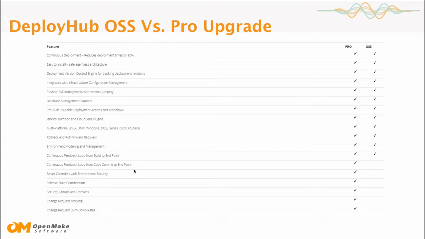Also, we have release train coordination, which enables us to take multiple applications together and coordinate those to be deployed as a single unit as well. And then the pro version has additional security groups and domain hierarchies that cater towards enterprise level project teams. Also, we have change request integration into Jira, Bugzilla, GitHub issue tracking, those types of external tools, where we're able to link more information into the feedback loop, enabling us to do change request burnout rates and additional release planning.